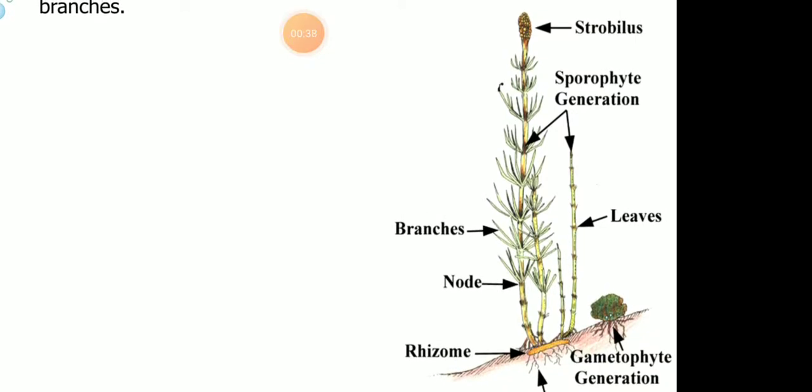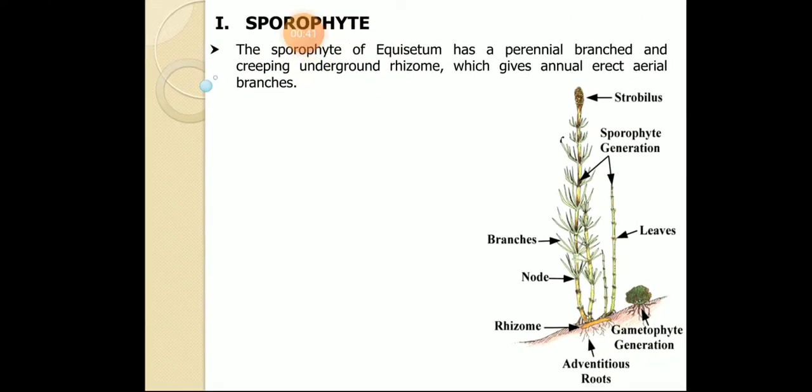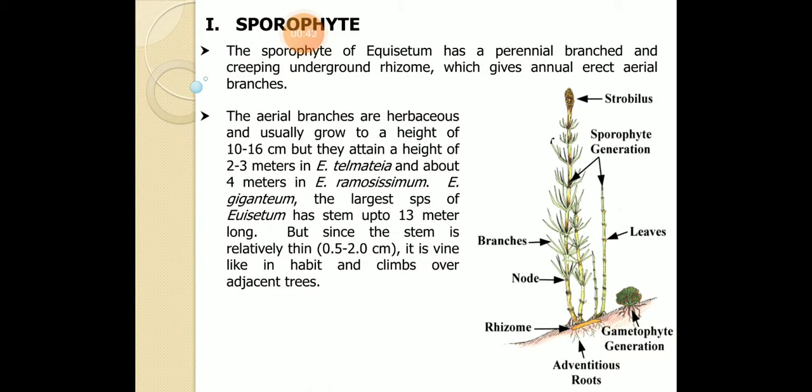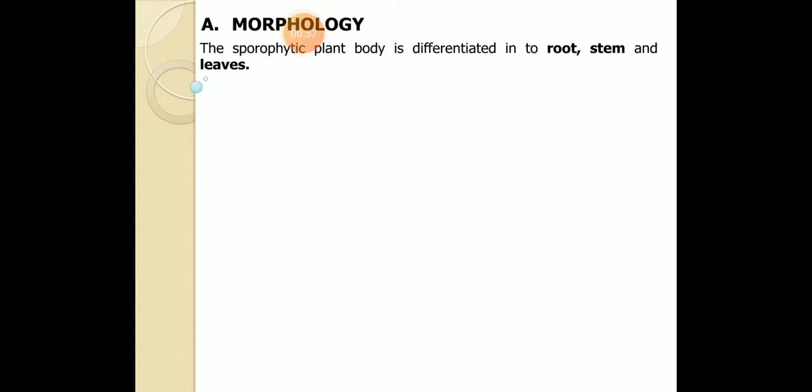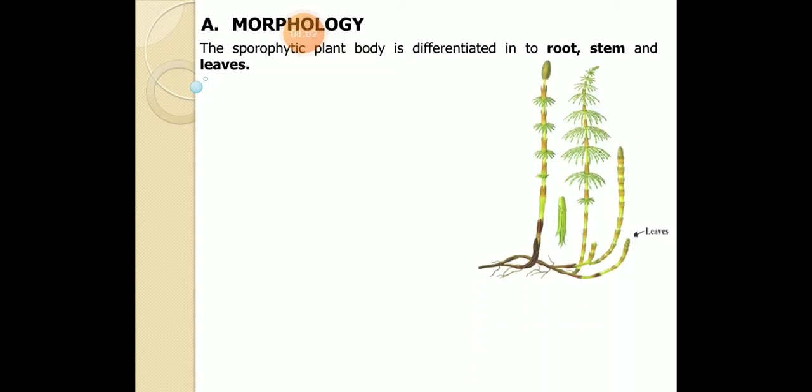The whole body is divided into root, stem and leaves. It usually grows up to 10 to 16 centimeters in height, or sometimes up to 2 to 3 meters, and the stems vary in size. Coming to the morphology, the Equisetum plant body is called the sporophyte. The sporophyte consists of root, stem and leaves. The leaves are not like an angiosperm leaf; they are needle-like leaves.